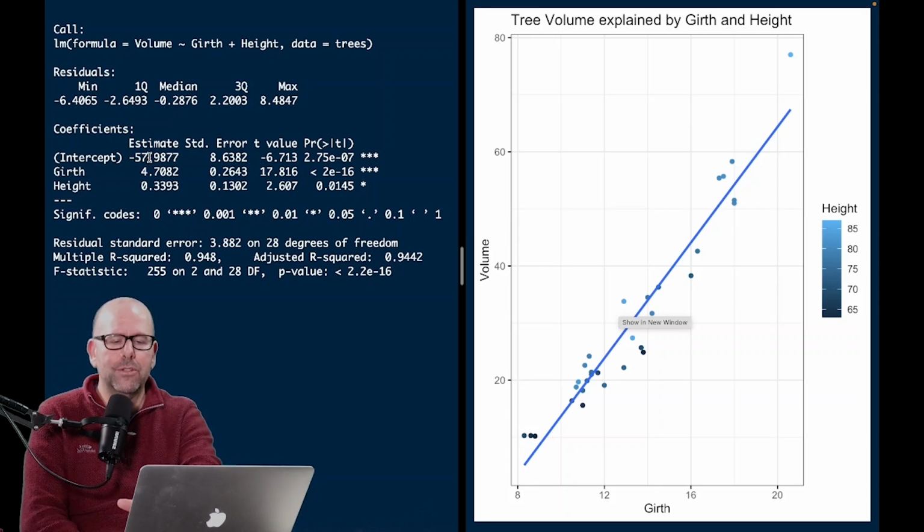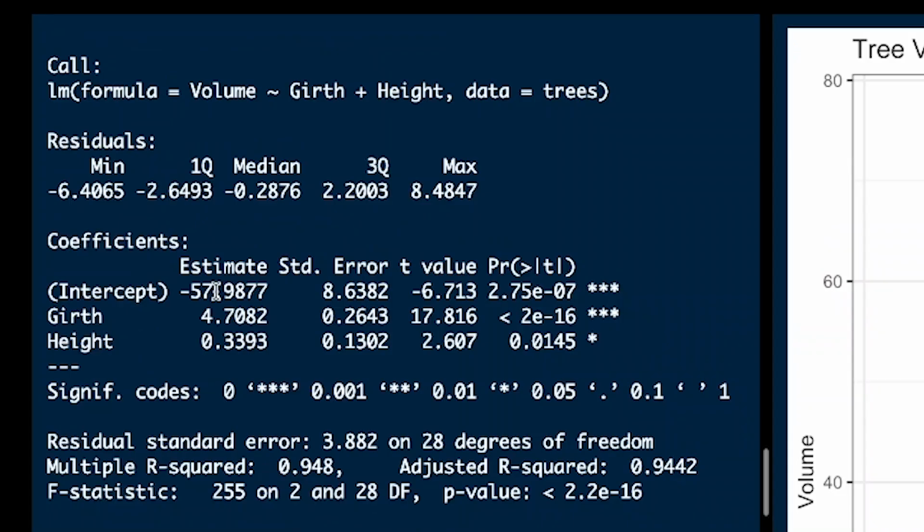But the slope coefficients for girth and for height are in the results here, and they're both statistically significant, you can see that on the right-hand side, so happy days. As the girth of the tree increases by 1 unit, the volume increases by 4.7 units, and as the height of the tree increases by 1 unit, the volume of the tree increases by 0.33, so it's a smaller amount. So both of those are statistically significant. The F statistic has a low p-value, so we're happy that the model is valid overall.